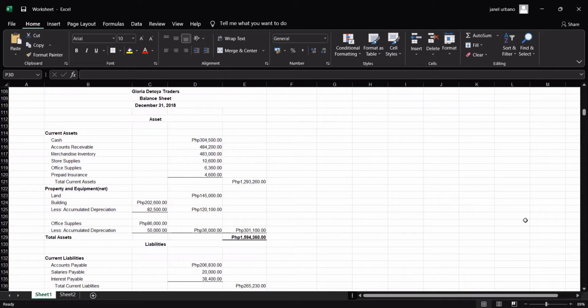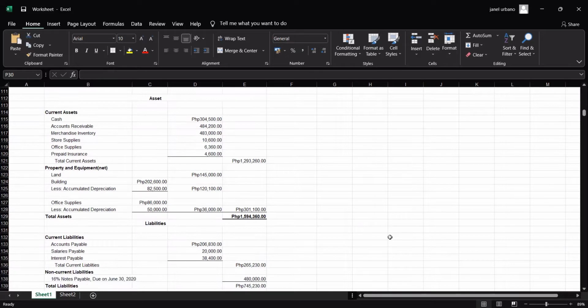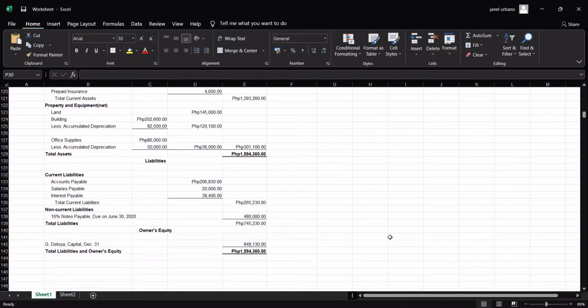So when we add the total current assets and the total non-current assets, or the PPE, the total is 1,594,360. The balance sheet should follow assets equals liabilities plus owner's equity; they should be equal. For the current liabilities, on the worksheet we have accounts payable, salaries payable, and interest payable. So we get the total current liabilities of 265,230. Non-current liabilities is the notes payable due on June 30, a non-current liability of 180,000. That gives us 745,000.